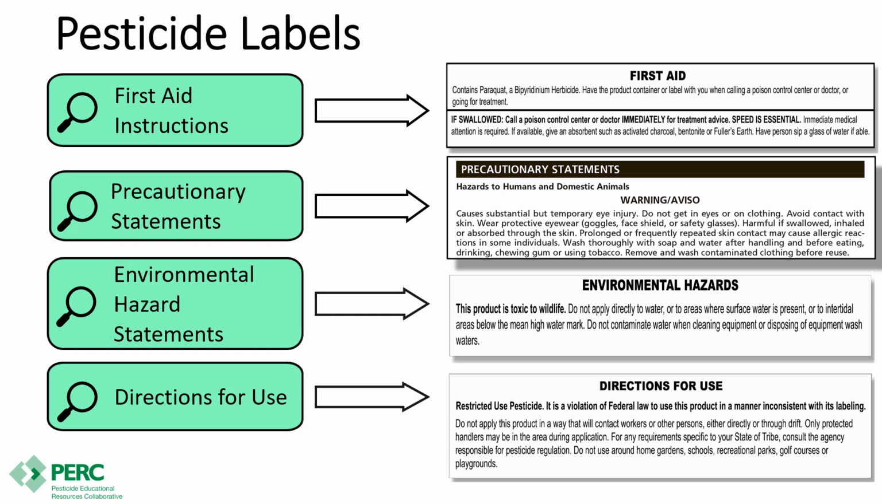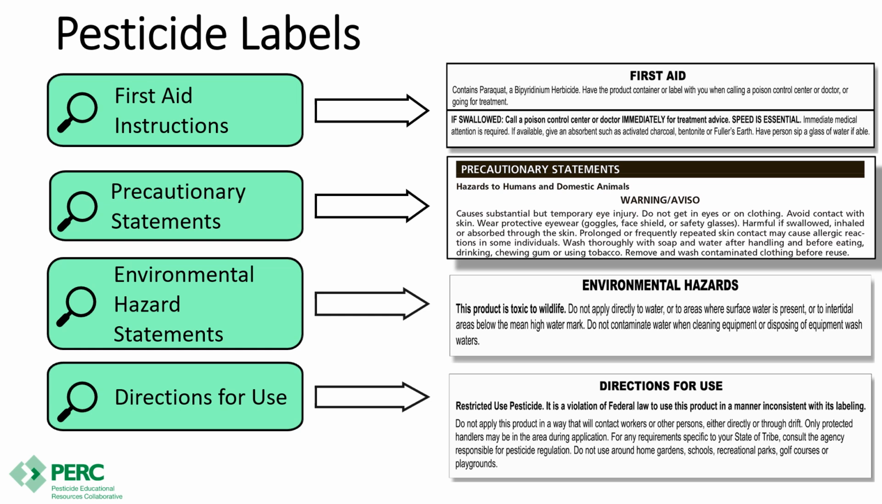The precautionary statements explain the potential hazards to humans and domestic animals, health risks, and the protections you need to take while using the product. It will also tell you what personal protective equipment you must use when mixing, loading, or applying the pesticide, or when you clean, repair, and maintain application equipment. The type of PPE depends on the toxicity of the product.